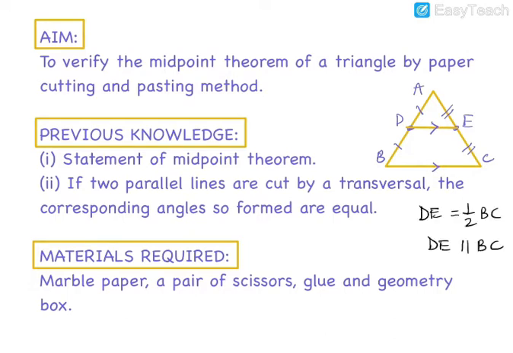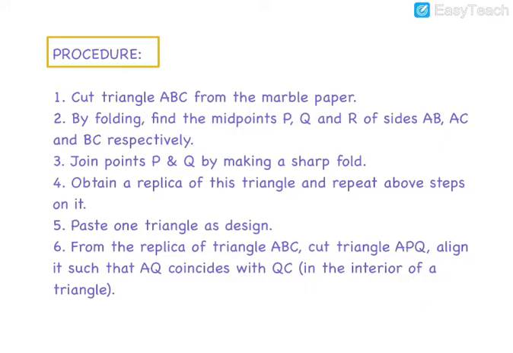We are also going to use the concept of parallel lines and transversals. So if we have two parallel lines which are cut by a transversal, then the corresponding angles so formed are equal. The following material will be required to do this activity: marble paper, a pair of scissors, glue and a geometry box. Let's go through the procedure step by step.